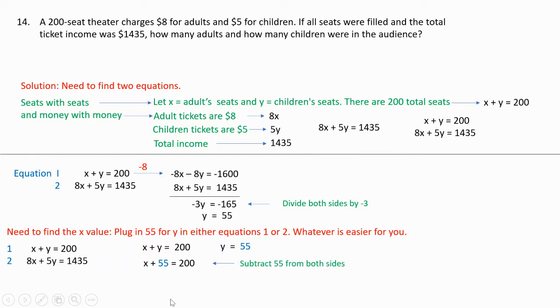Subtract 55 from both sides. So x equals 145 because 200 minus 55 will give us 145. So then x equals 145, y equals 55. x represents adults, so that'll be 145 adult seats, and y represents children, so that'll be 55 children's seats. So it's going to be 145 adults in the audience and 55 children in the audience. So this is the solution for number 14.